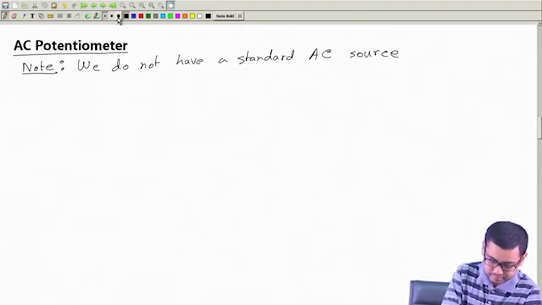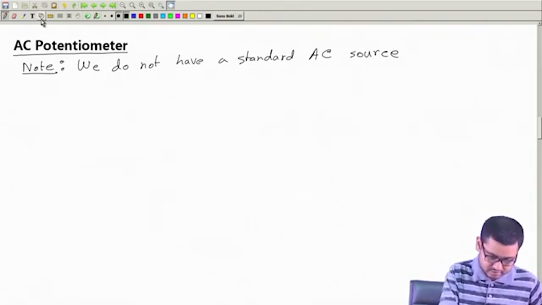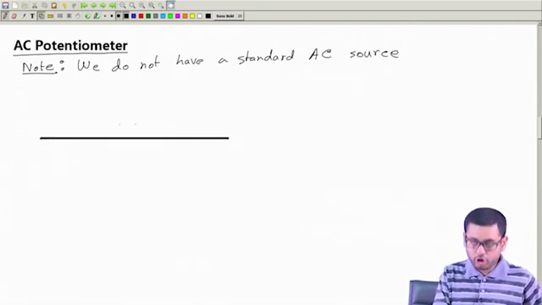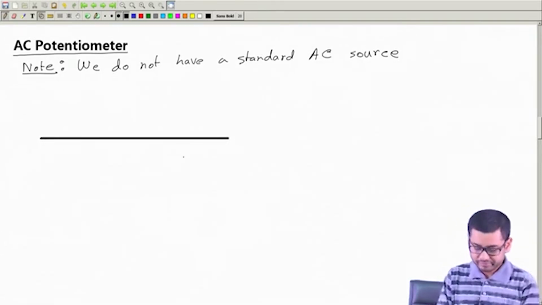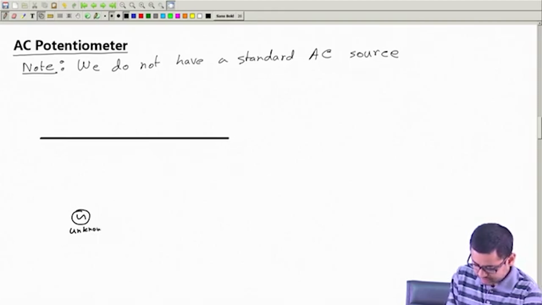So, what will we do? Let us first draw the long wire of the potentiometer with uniform cross section. Now, we want to measure an unknown source which is AC. So, let us draw the unknown AC source.